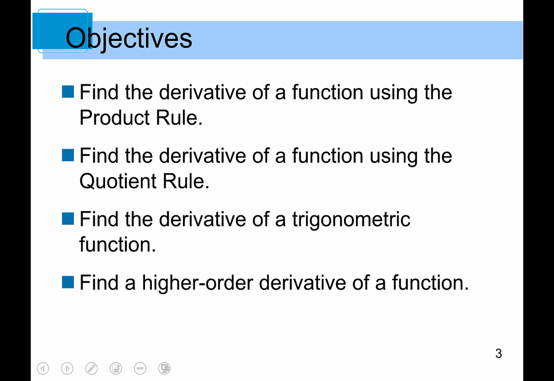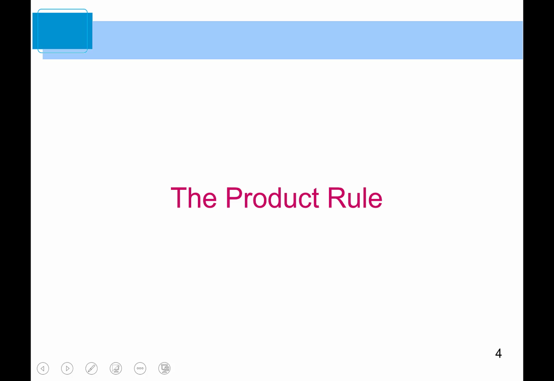So objectives: we will find the derivative of a function using the product rule, find the derivative of a function using the quotient rule, find the derivative of a trigonometric function, and find a higher order derivative of a function. First of all, let's take a look at the product rule.